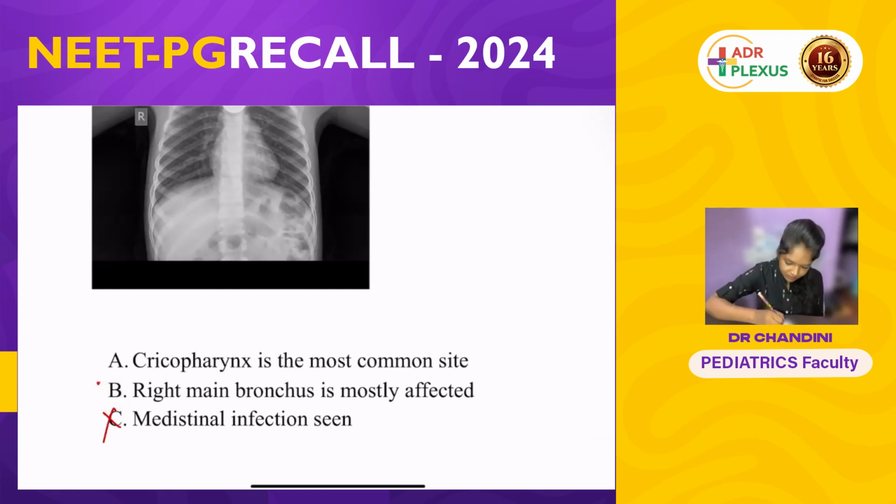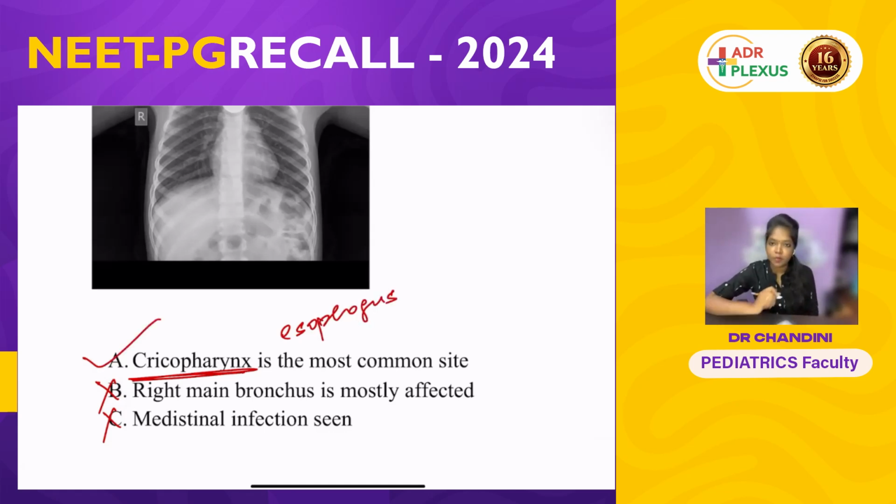So cricopharynx is the most common site. Yes, in the esophagus, the most common site of obstruction is going to be cricopharynx. So the answer to this question is option A.